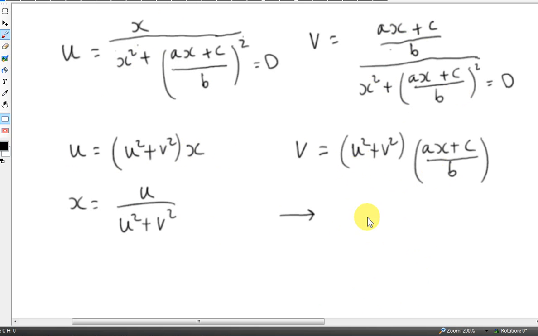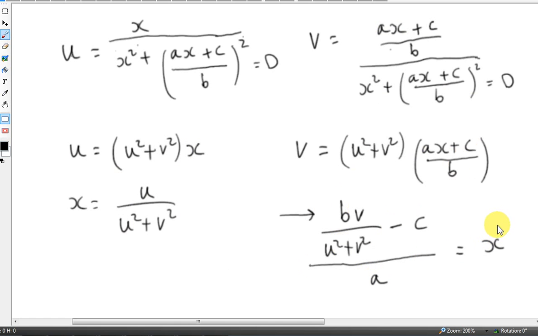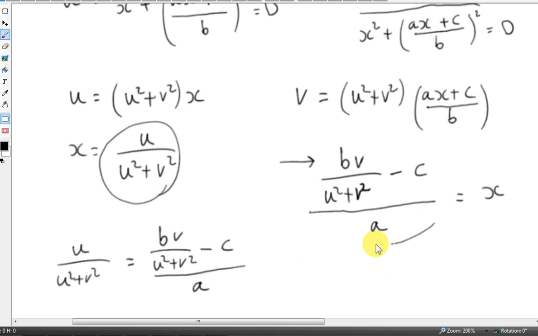So we start by multiplying both sides of this by b, so we'll get bv on the left hand side. Then we divide both sides by u squared plus v squared. So that'll leave us with ax plus c on the right hand side. So we have to subtract c and then divide all of this by a to get x. So now we just equate this thing with this thing because they're both equal to the same thing, namely x. And here's the equation connecting u and v.